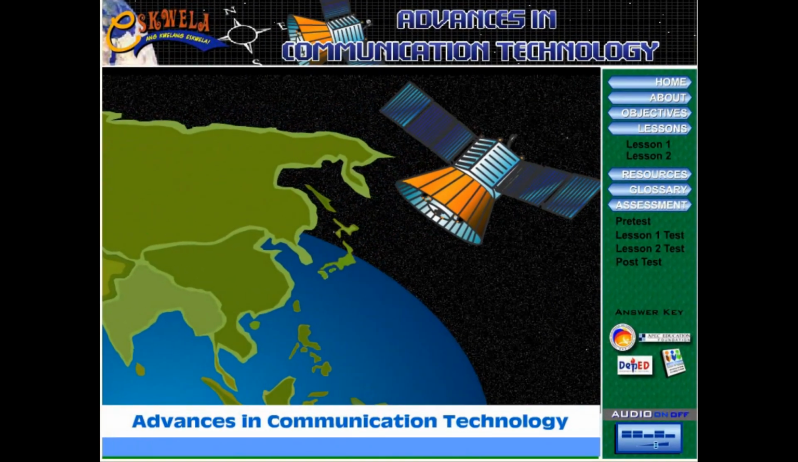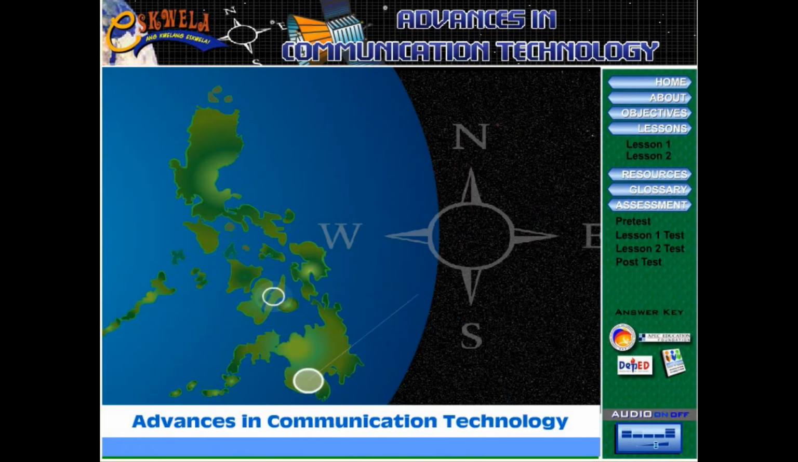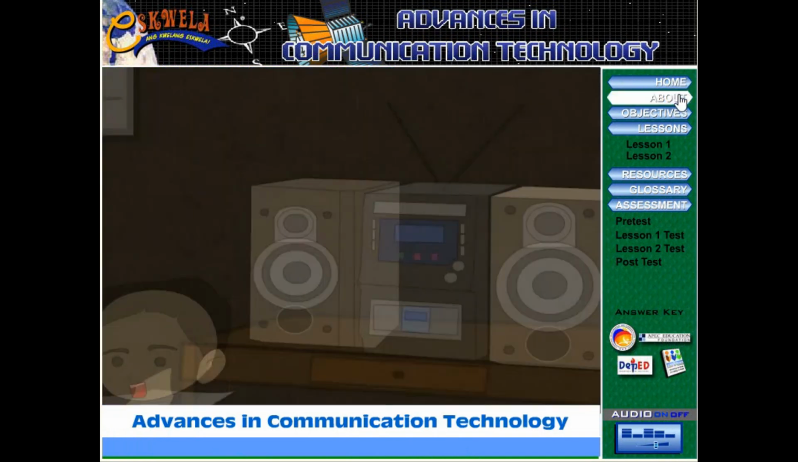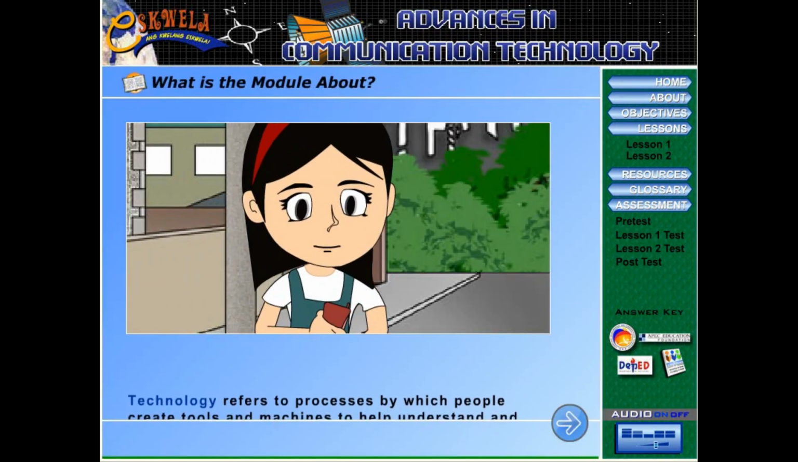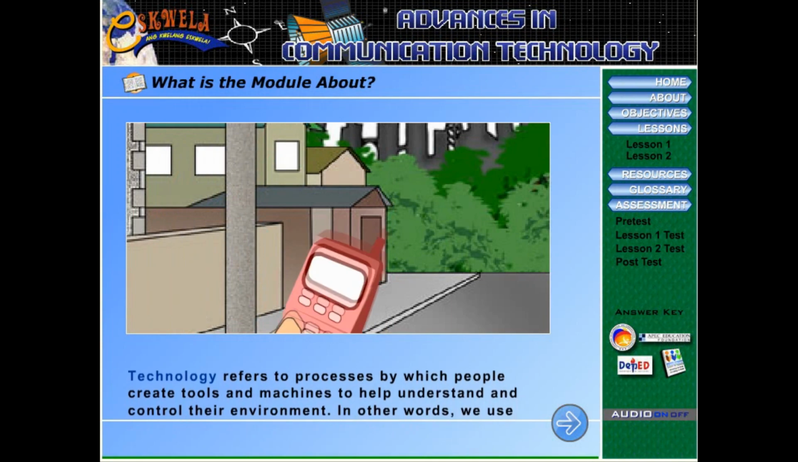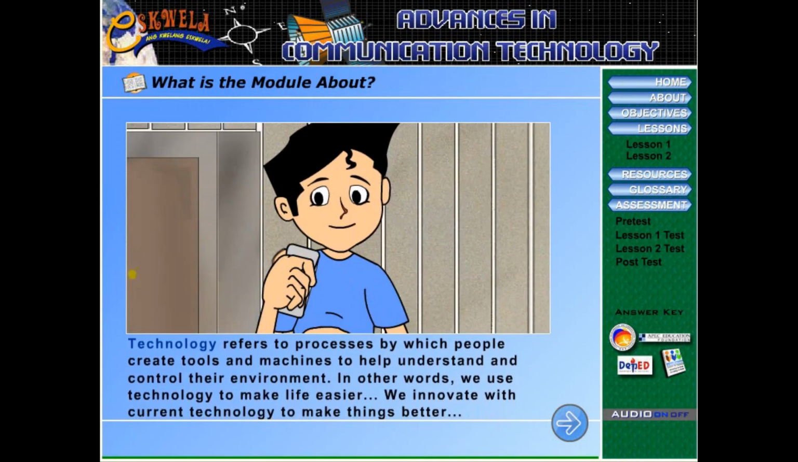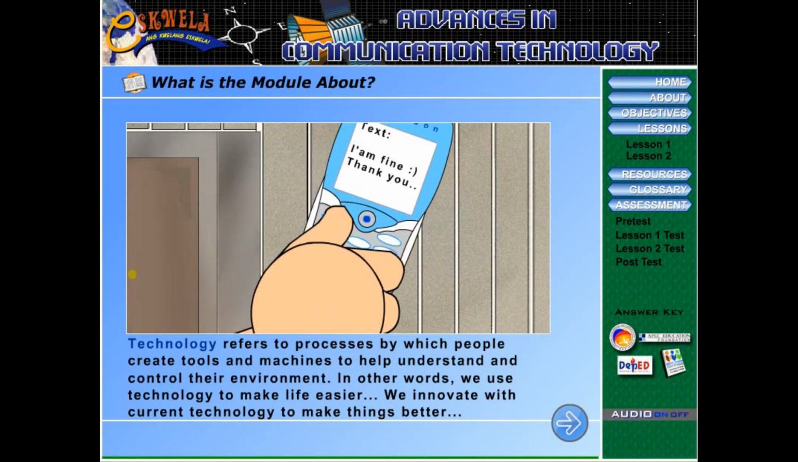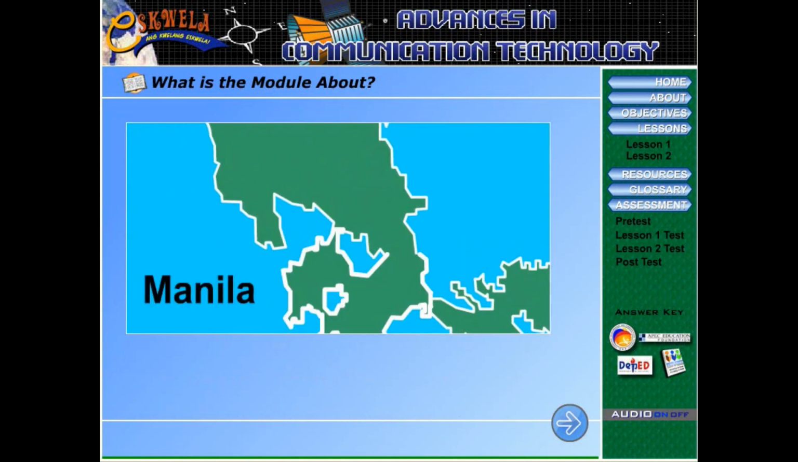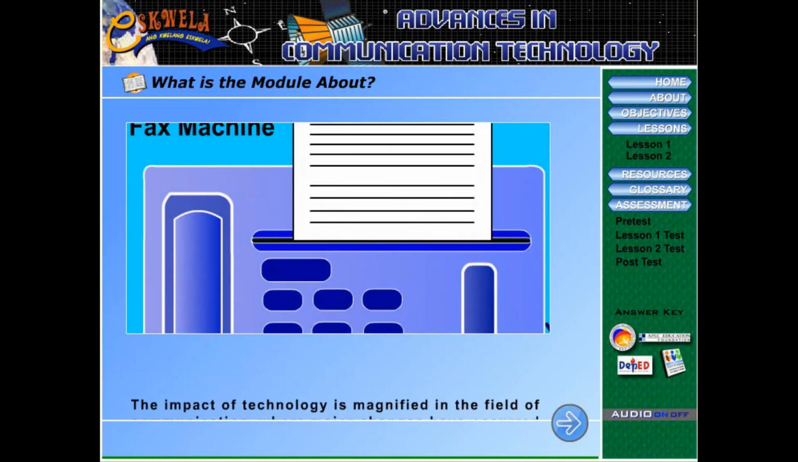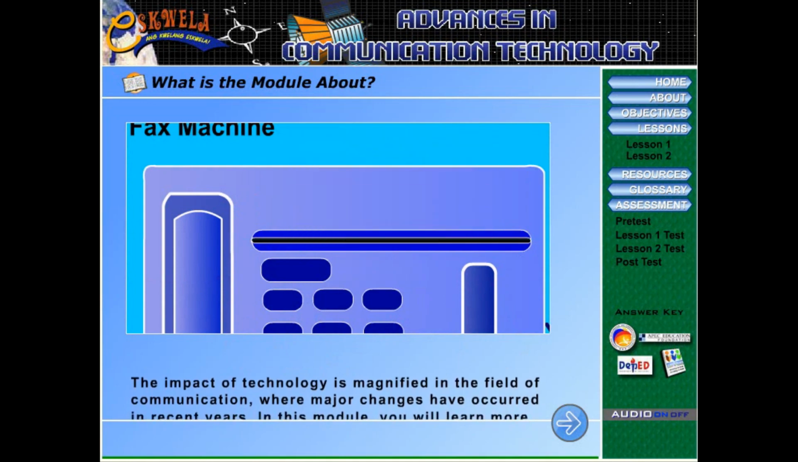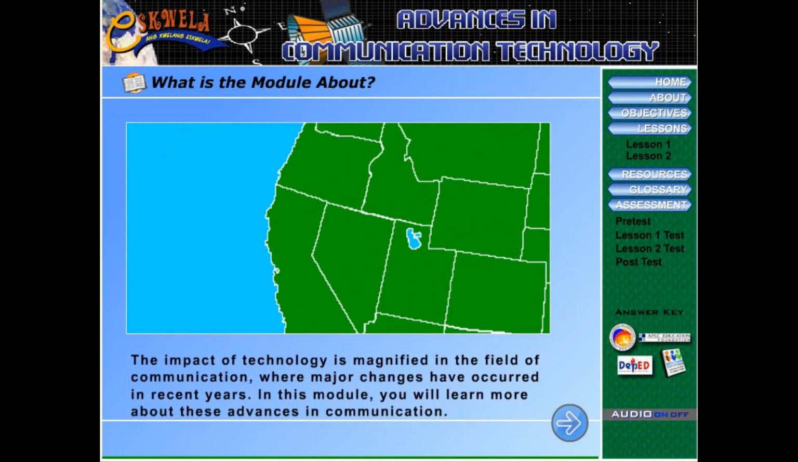Advances in communication technology. Technology refers to processes by which people create tools and machines to help understand and control their environment. In other words, we use technology to make life easier. We innovate with current technology to make things better. The impact of technology is magnified in the field of communication, where major changes have occurred in recent years.